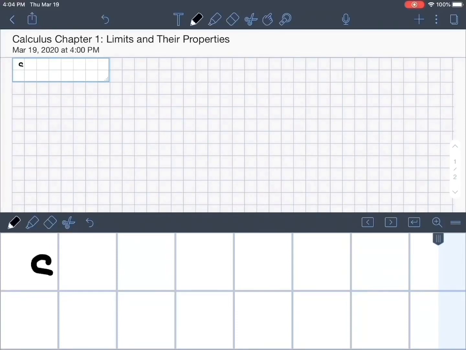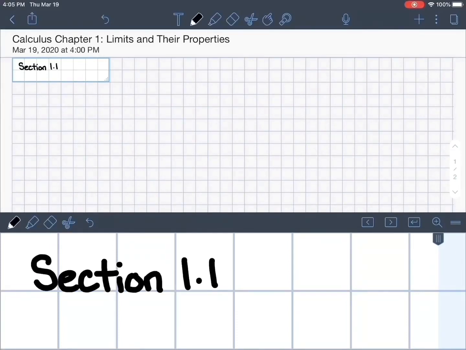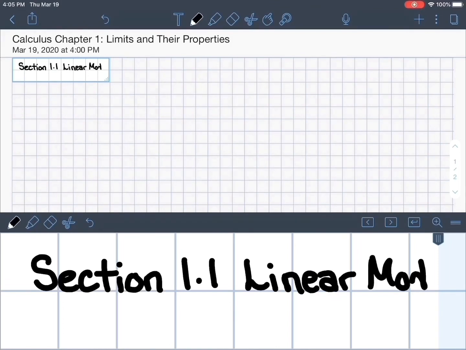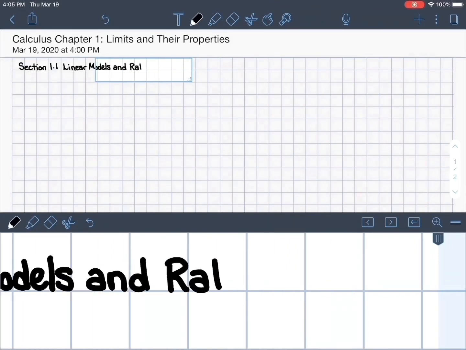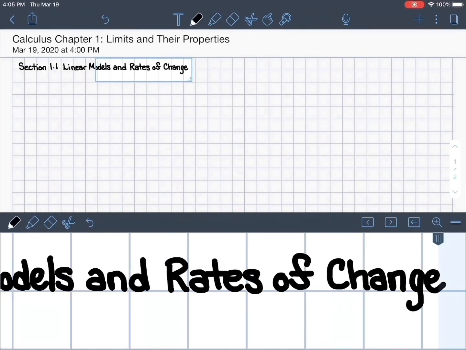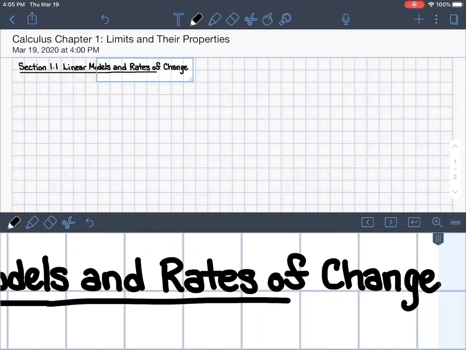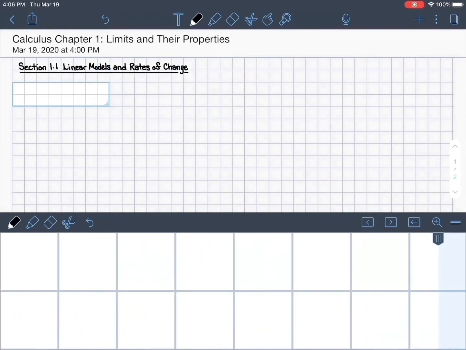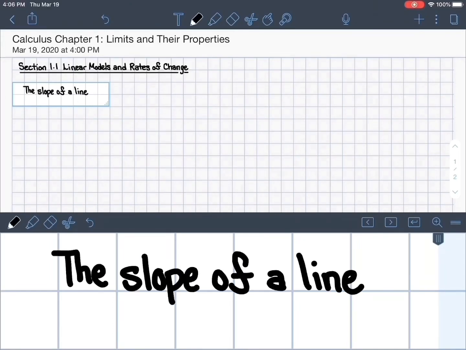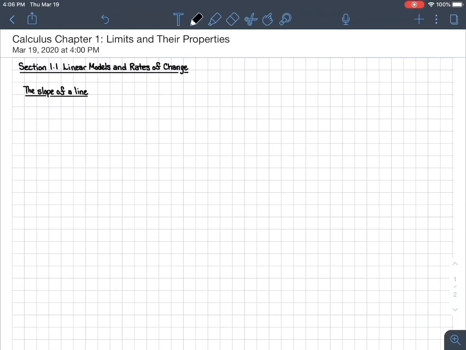Today we're going to take a look at the first of four major concepts that is required in order to access calculus. This is called linear models and rates of change. The slope of a line is a really major concept that we need to understand fundamentally.